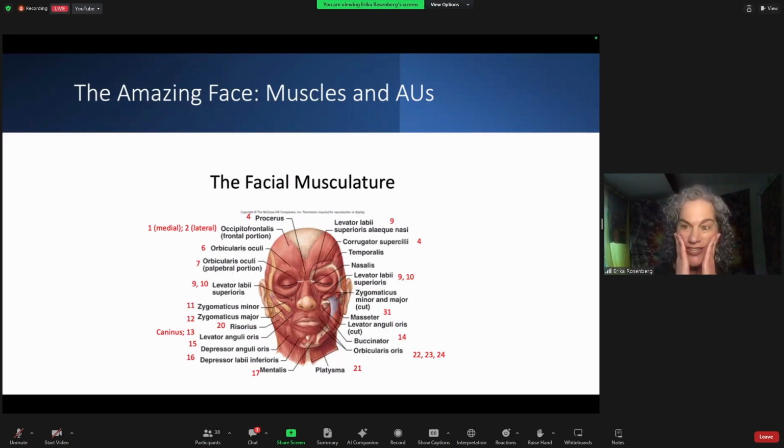It lifts the cheeks in the process, making them more prominent, lifting them up. There's a number of things that happen to the face. The changes in the face that we see when zygomaticus major contracts are known as action unit 12. So that gives you a sense of how the action units correspond to the underlying musculature.